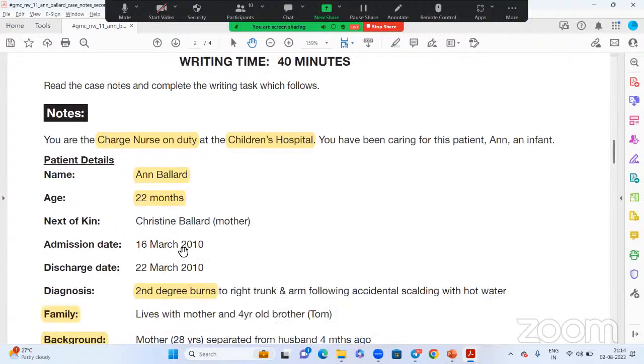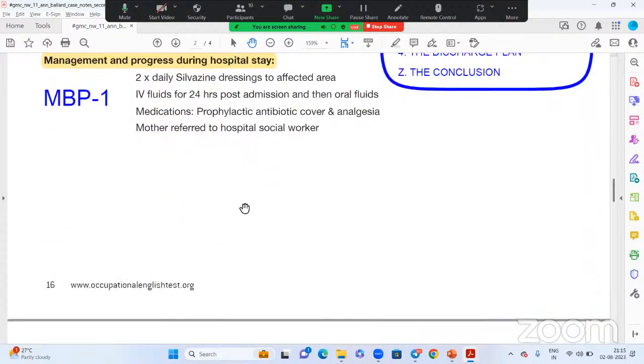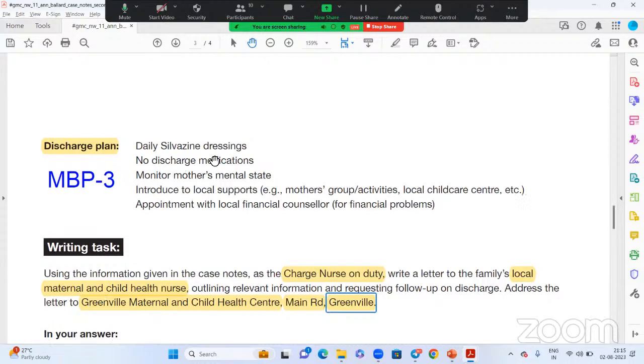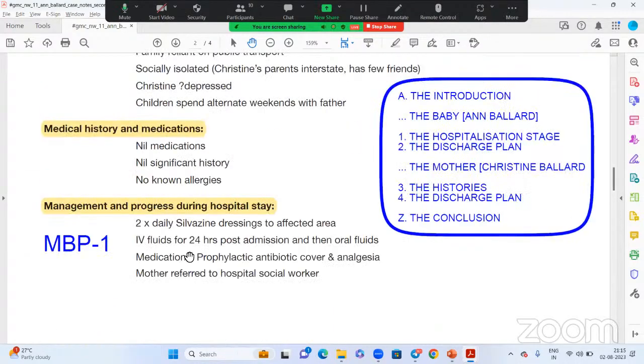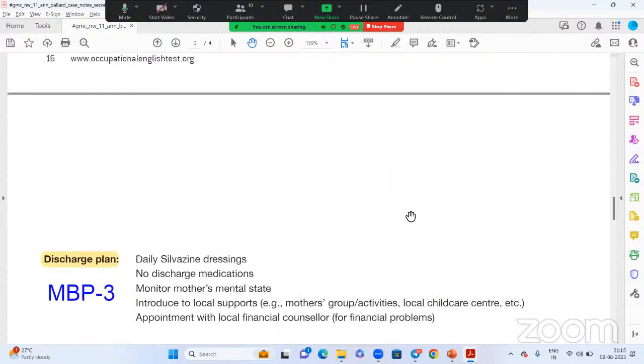So admission is 16th March 2010. Discharge date is 22nd March 2010. Any other date is there? Check. So, and requesting follow-up on discharge. So you are writing a little before. Nothing is given, today's date is not given. So what we'll do is, we'll take the same thing, no problem. Discharge date, same date we'll write, or 1 or 2 days before you can write, because upon discharge we are not saying she is being discharged today.